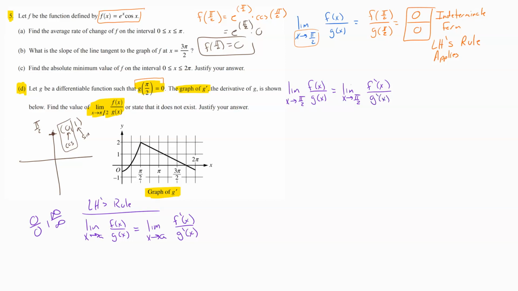Well, f prime of x we found in previous problems, in both A and B from up above. But if you need to know that on the fly, right now we would say f of x equals e to the x times the cosine of x.